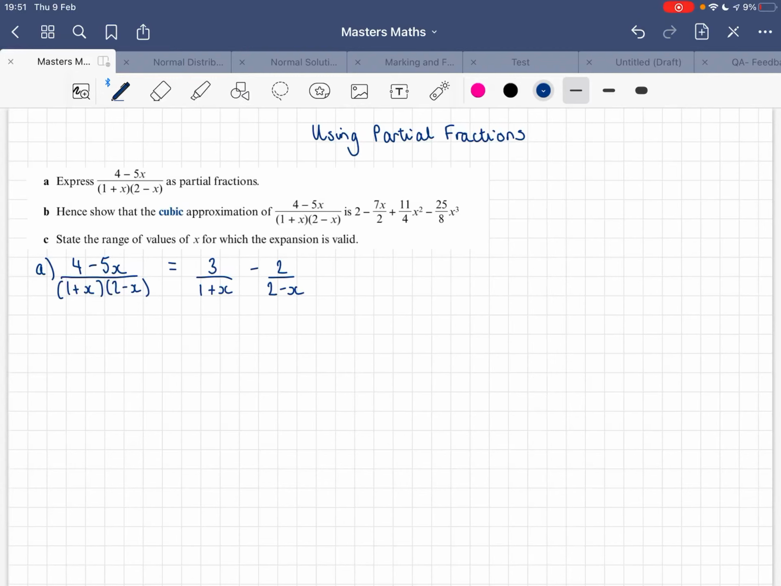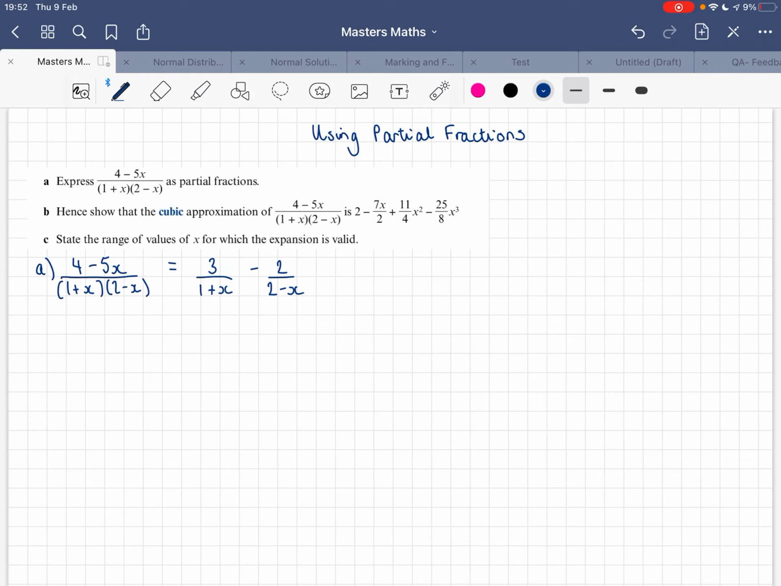Hello, so this is going to be, again, a really quick video on using partial fractions with binomial expansion. Questions tend to be structured something like this, where part A will ask you to express the algebraic fraction as partial fractions. We then use it to show a cubic approximation, in this example, of that original algebraic fraction. So we would take each algebraic fraction, rewrite it as a power, and then use binomial expansion, collecting together our like terms all the way up to an x cubed term. And then part C is to state the range of values for which the expansion is valid.